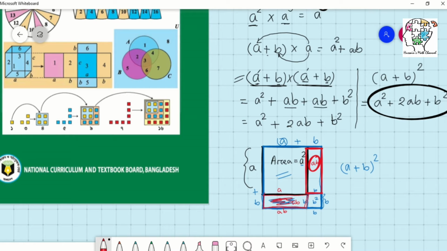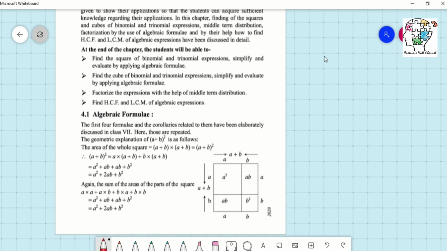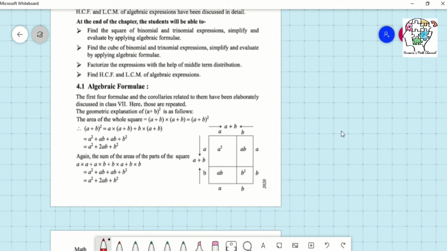So if there is a plus b whole square, it means there is an area like a square, there is an area like b square, and also there are two areas like ab and ab, so this is called 2ab. Alright, this idea is already in your book. That means if you open page number 50, then you can get this algebraic formula in your math book or textbook. This formula is right here.